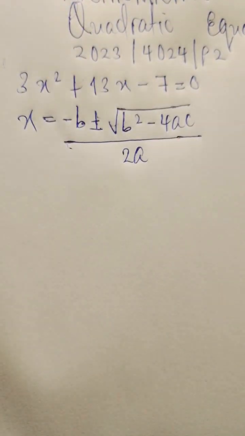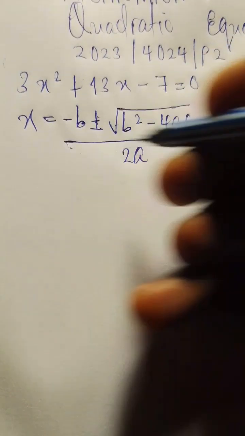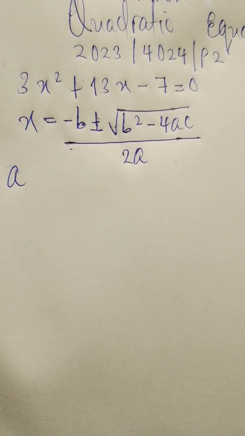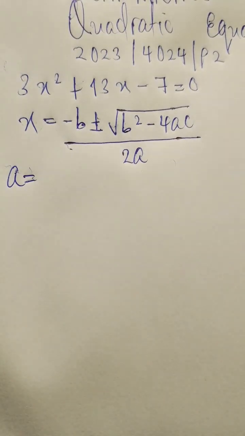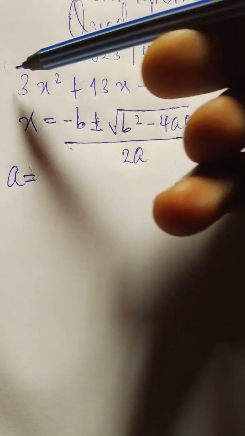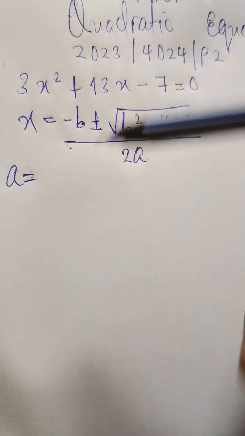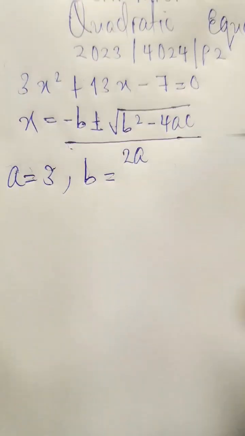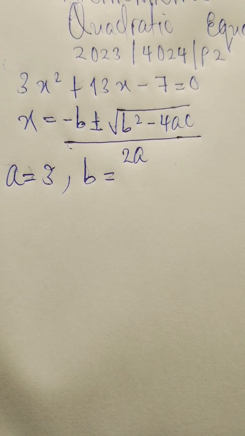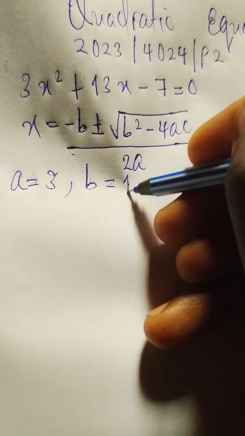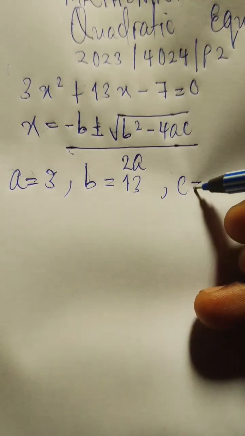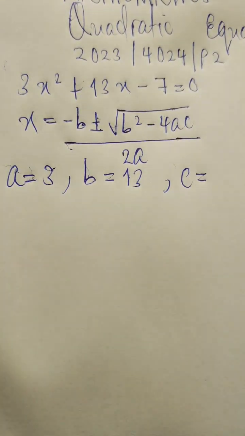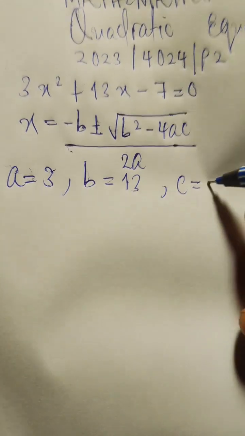So let's do the identification. We're going to identify what a is, what b is, and what c is. So a is just the coefficient of x squared. By coefficient, I mean the number in front of x squared. So that is 3. Then our b will be the coefficient of just x, that is 13. Then our c will be the constant. The constant in this quadratic equation is negative 7.